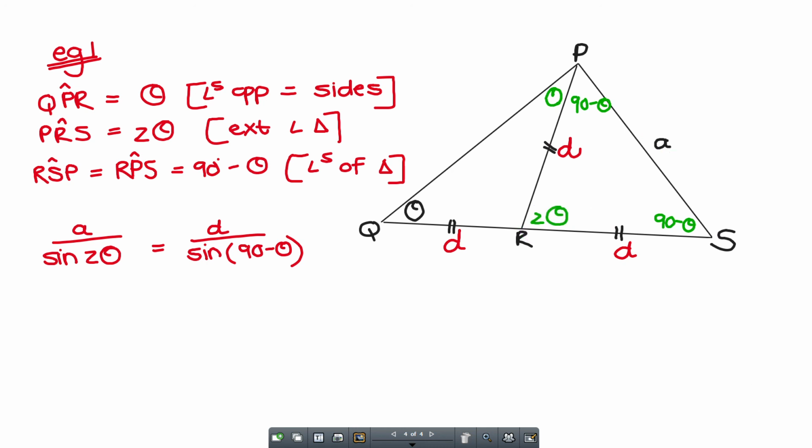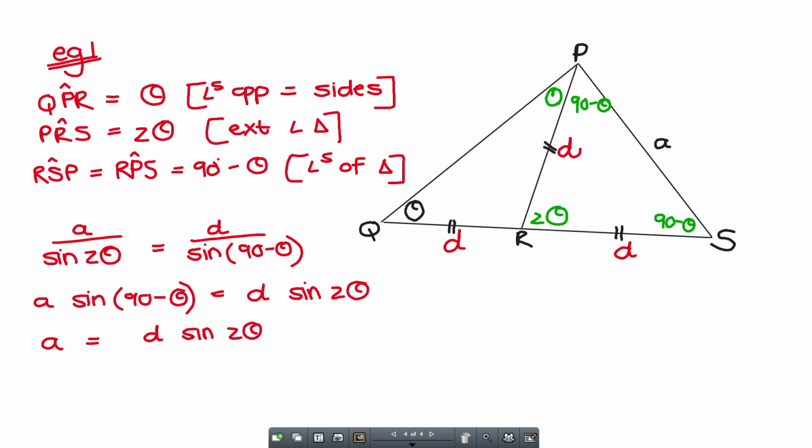Now from there on, I can now go and cross multiply because we want to end with A is equal to something, nee. So ek moet nou werk daarna toe dat ek vir A gaan alleen hê. So as ek dit sou gaan oor kruis maal, dan gaan ek hê A maal met sin 90 minus theta is equal to D sine 2 theta. But we want A alone, so A will then be D sine 2 theta over sine 90 minus theta.